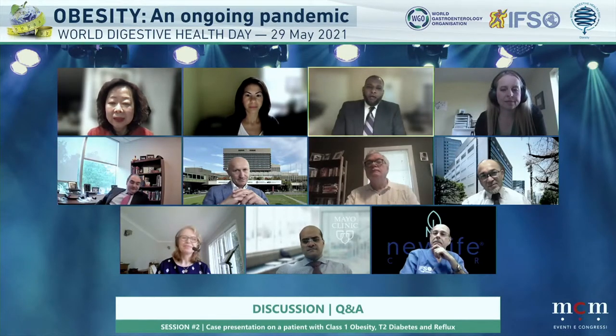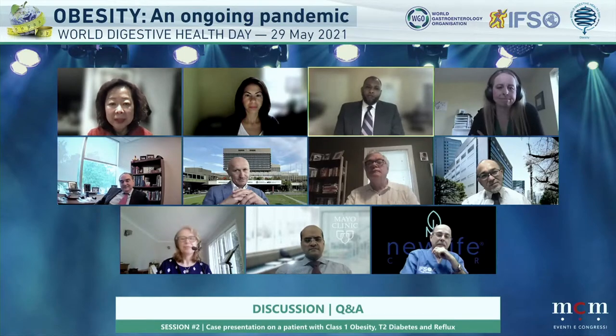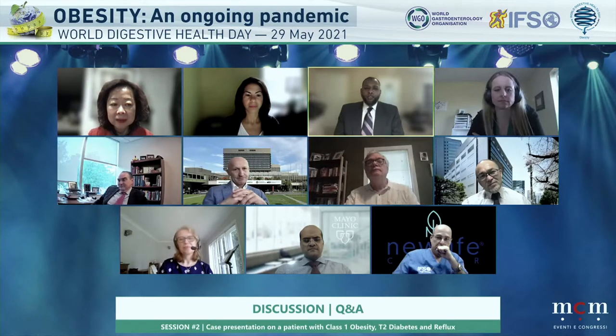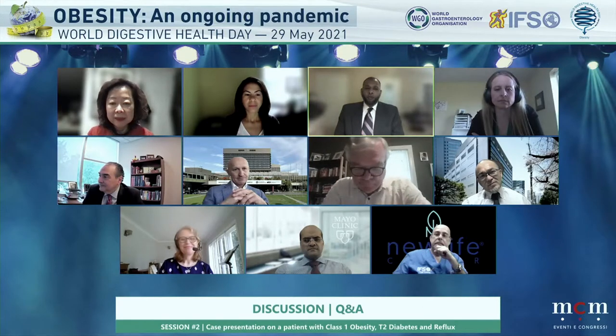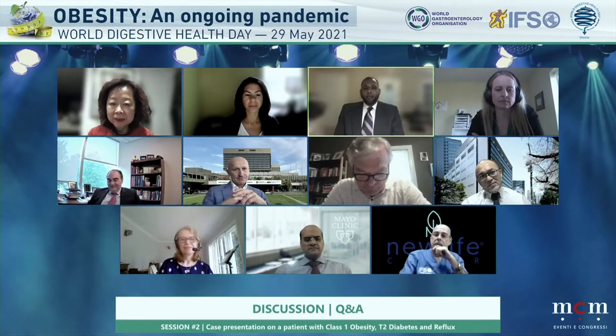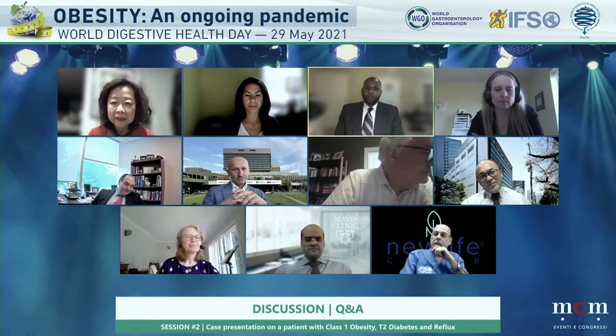If I can make a comment, because she has objective evidence of reflux with a very high DeMeester score, I'd be hesitant to give her a sleeve. As I said, I think she deserves to spend some time with a dietitian and an obesity medicine specialist to better control her diabetes and maybe control her weight a little bit. But I do think marginal ulcer will prove to become a technical complication, just like internal hernia.